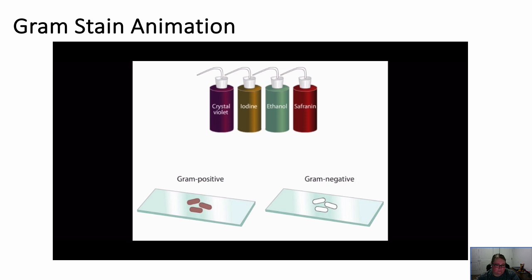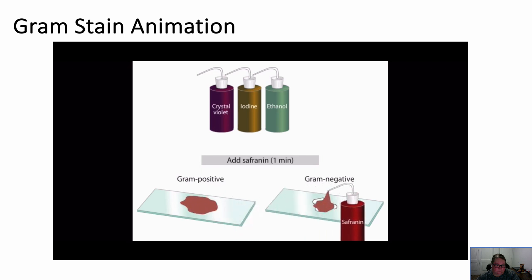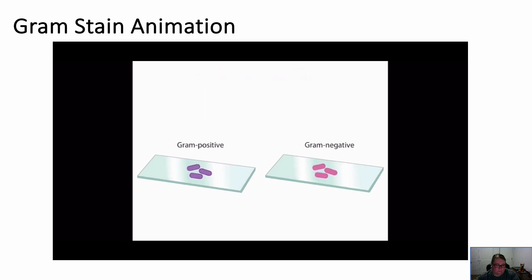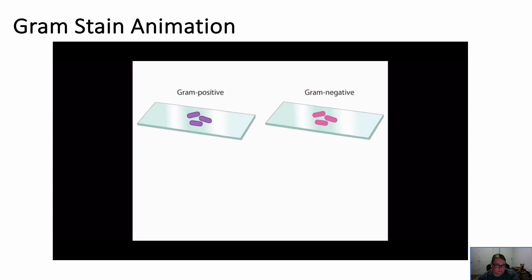In the final step, a counterstain, safranin, is applied. This process allows the visualization of gram-negative cells, which the safranin stains pale pink. By distinguishing between 2 major classes of bacteria, the gram stain became essential in the clinical laboratory.